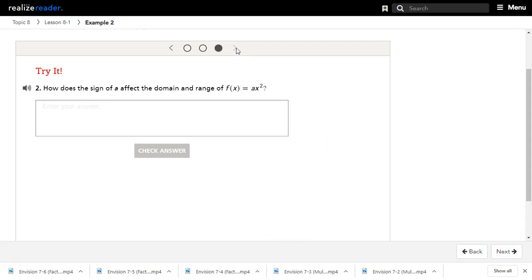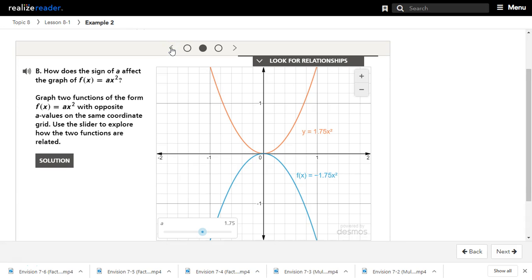How does the sign of A affect the domain and range? If A is positive, what's my domain going to be? Let me go back. If A is positive, what's my domain going to be? All real numbers. X can be any number it wants to be. If A is negative, what's my domain going to be? All real numbers. The domain does not change depending on A.